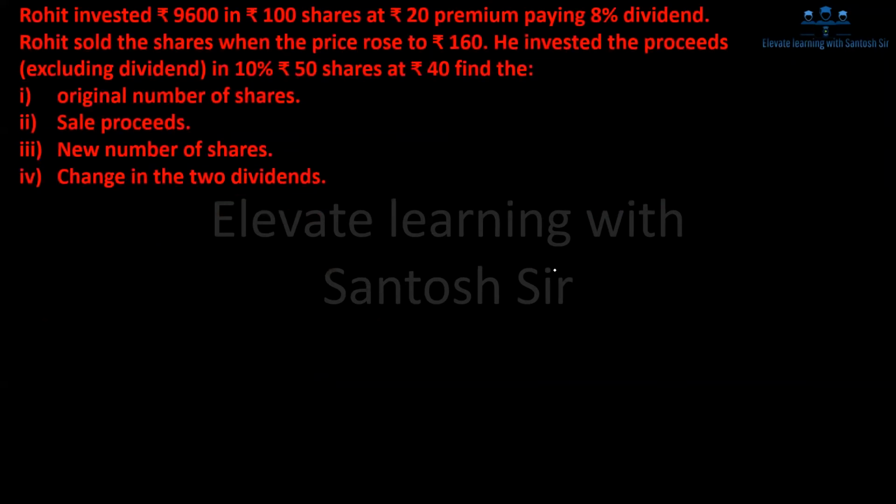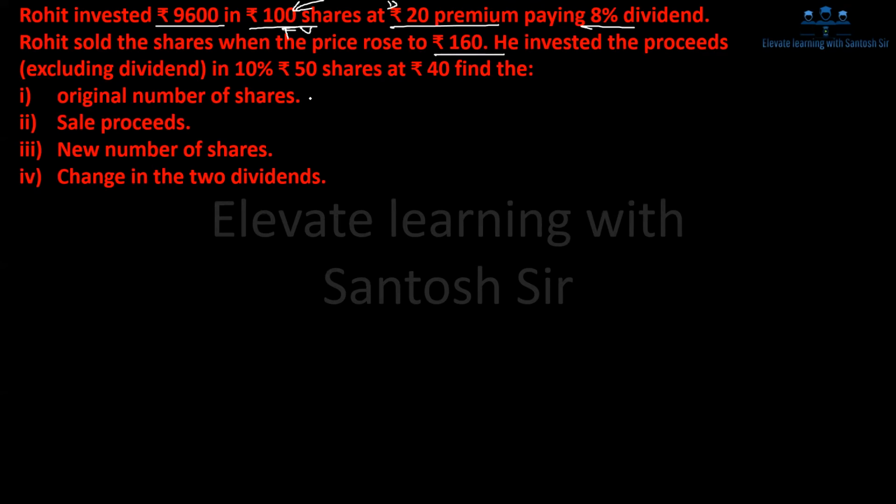Let's proceed. Rohit invested rupees 9,600 in rupees 100 shares at rupees 20 premium, paying 8% dividend. So we have his investment, we have the face value of the share. 20 rupees premium will help us to get the market value. I think the market value would be 100 plus 20, that is rupees 120. Rate of dividend is also mentioned. Rohit sold the shares when the price rose to rupees 160. Okay. He invested the proceeds excluding dividend in 10% rupees 50 shares at rupees 40.